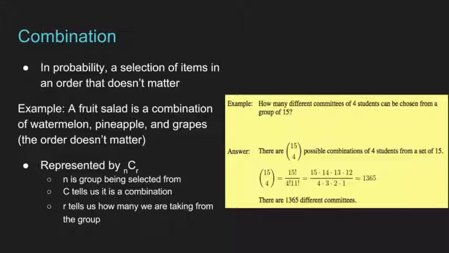An example of this would be: how many different committees of 4 students can be chosen from a group of 15? There are many possible combinations of 4 students from a set of 15. So what you do is 15 factorial over 4 factorial times 11 factorial, and that fraction simplifies to 1,365, which means there are 1,365 different possible committees.